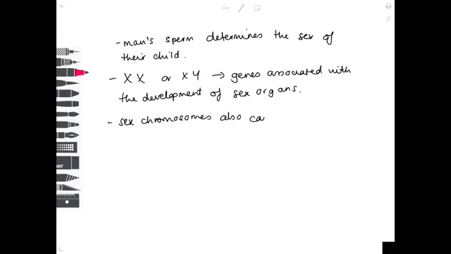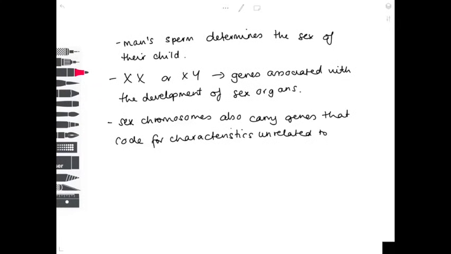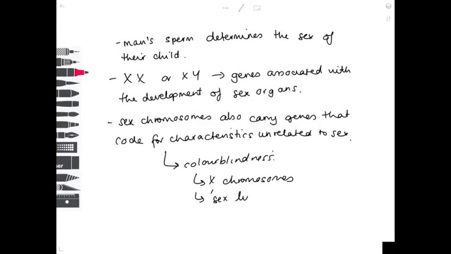So the sex chromosomes also carry genes that code for characteristics unrelated to sex. And a very famous example of this is colour blindness. So that's whether you can see in full colour or not. And because it's carried on the X chromosome, so a sex chromosome, we say, weirdly, that colour blindness is sex-linked.